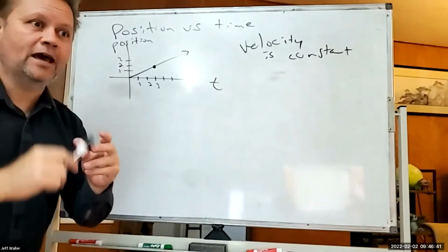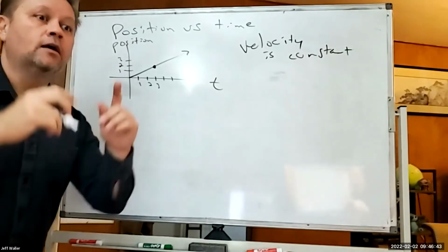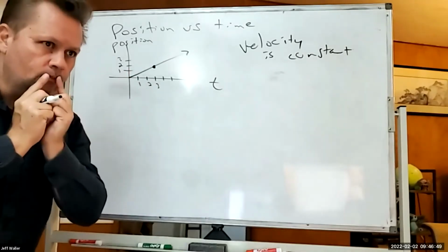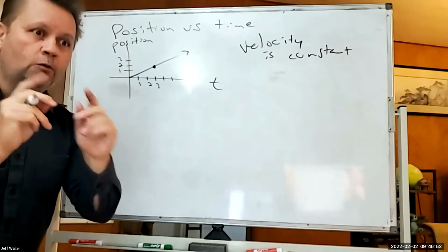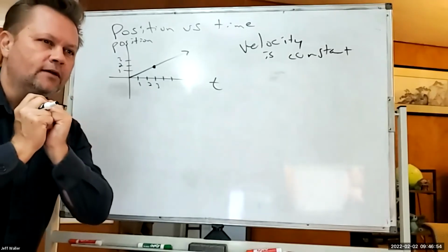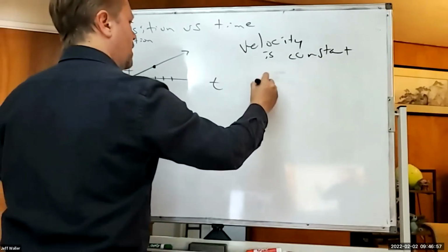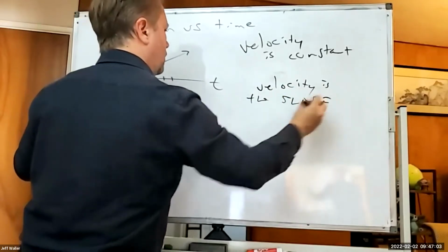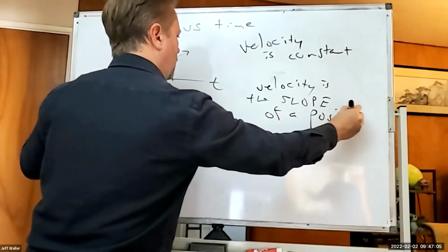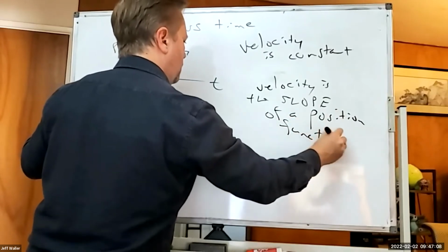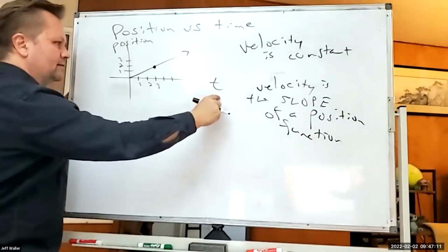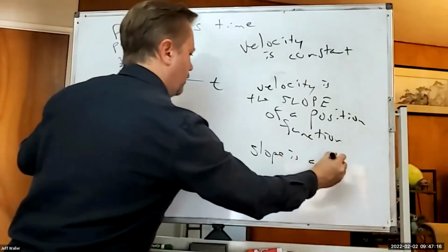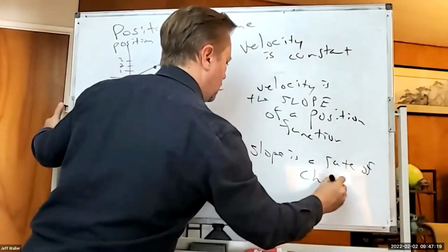Just to give this a little more detail, is the velocity present on this graph somehow? Yes. How? The line is indicating the velocity. What about the line is indicating it? That it's a constant speed. What about the line? Its slope. Slope, great. So velocity is the slope of a position function. Why does that make sense? Because slope is y over x. So isn't slope a rate of change? Slope is a rate of change.